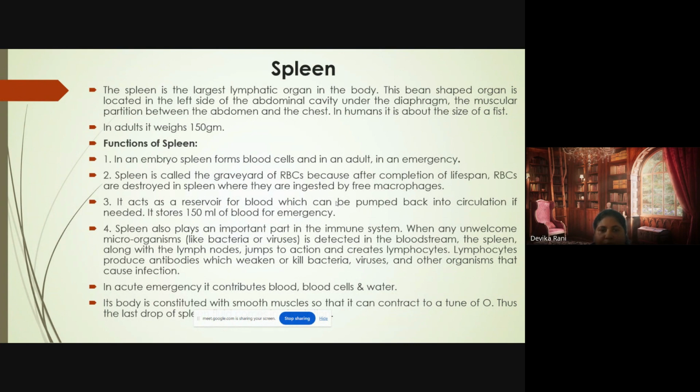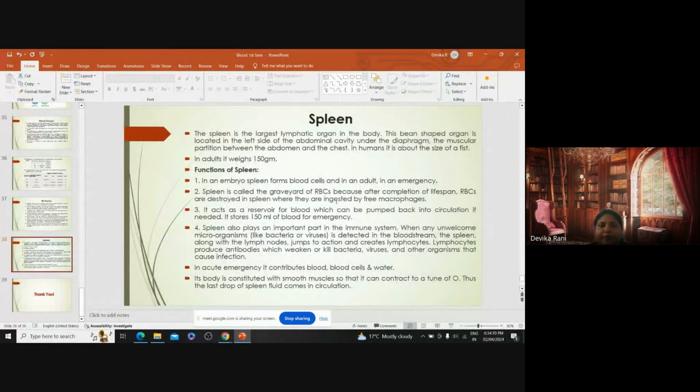Its body is constituted with smooth muscles so that it can contract. Thus, the last drop of spleen fluid comes into circulation. This is how the spleen helps, not only in making of blood cells, but also in ensuring that the blood is kept clean. And in acute emergency, it contributes blood, blood cells, and water.